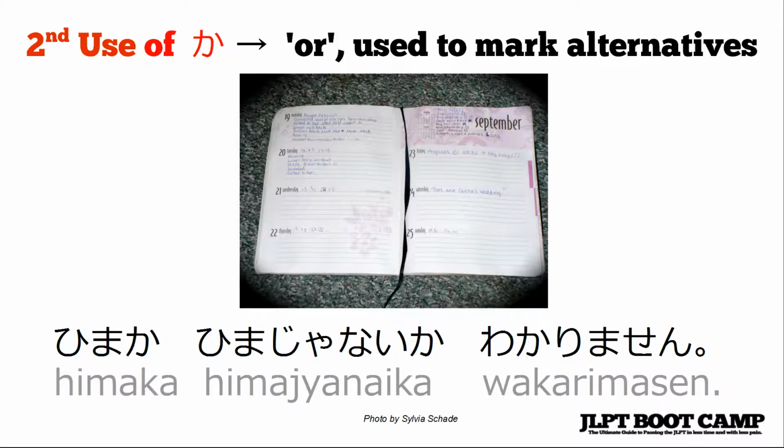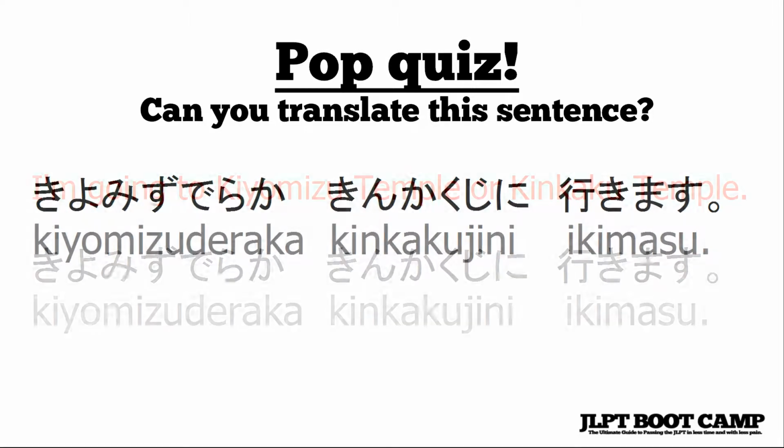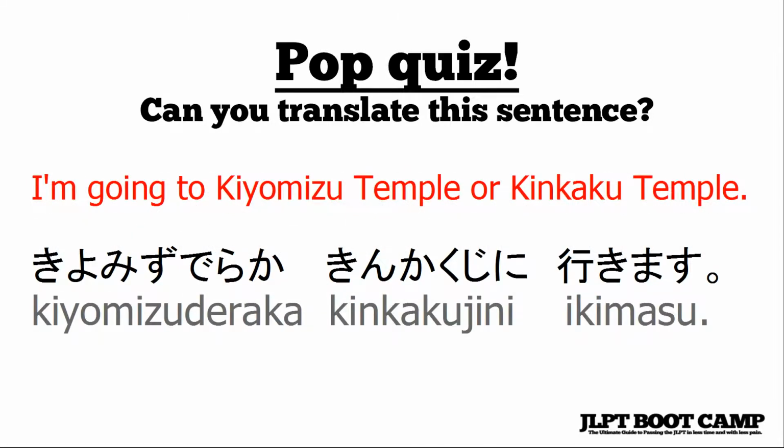Okay, pop quiz. Can you translate this sentence? Kiyomizudera ka kinkakuji ni ikimasu. So the English translation would be, I'm going to Kiyomizu Temple or Kinkaku Temple.